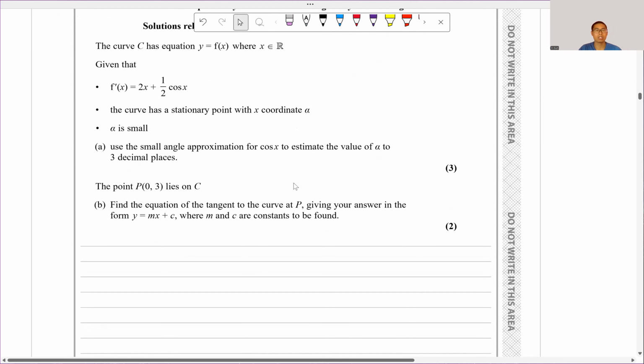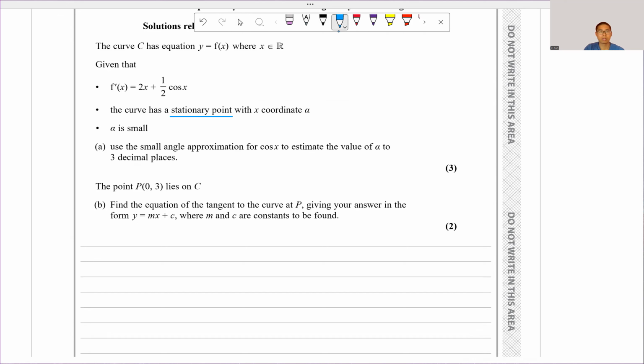The curve C has equation y equal to f(x), where x is a real number, given that the first derivative is equal to 2x plus half cos x, and the curve has a stationary point with x coordinate alpha. So stationary point just means the derivative equal to 0. And because it says the curve has a stationary point with x coordinate alpha, that means f dash alpha is equal to 0. So that's the information they try to tell us. And also alpha is small.